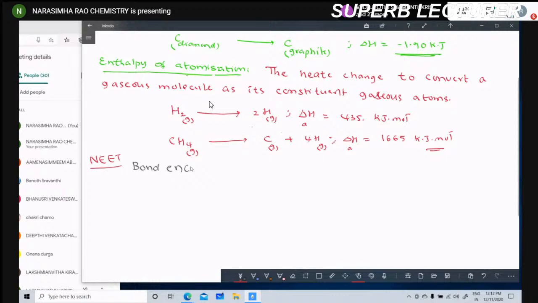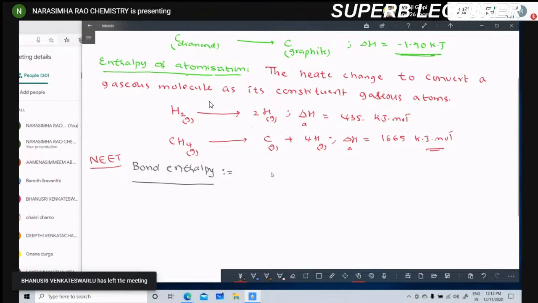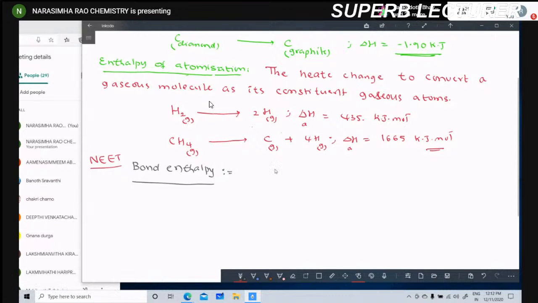Bond enthalpy. Already Banusri told that it is the amount of heat required to break 1 mole of bond in its gaseous state. In a gaseous molecule, to break one type of bond, 1 mole of bond, how much amount of energy is required, that is called bond enthalpy.